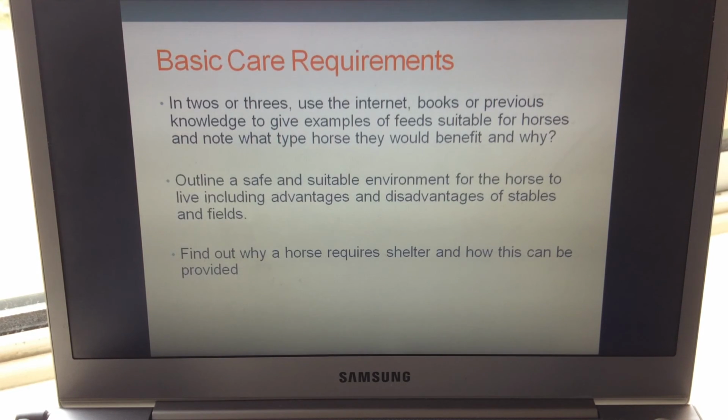This was the last task I included. Unfortunately, I didn't actually have time for this task due to both groups being a little bit slower than anticipated. However, with Group 1, I did manage to get them to briefly go over this second point on this slide. A quick discussion enabled them to outline a safe and suitable environment for the horses to live in, including the advantages and disadvantages of stables and field. This was in regards to the horses' health and welfare.